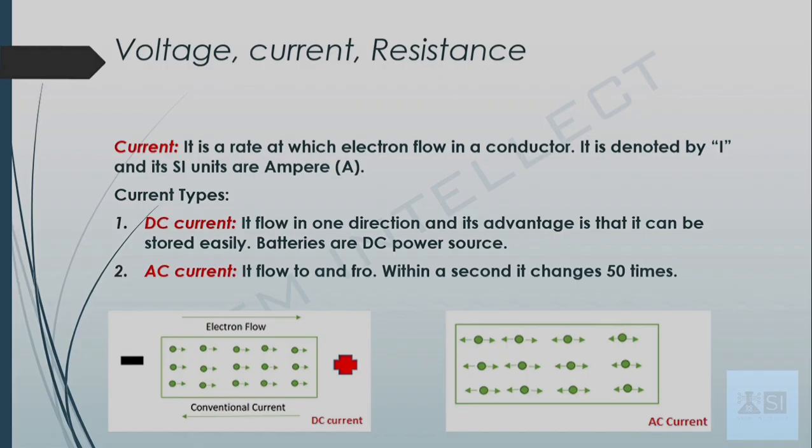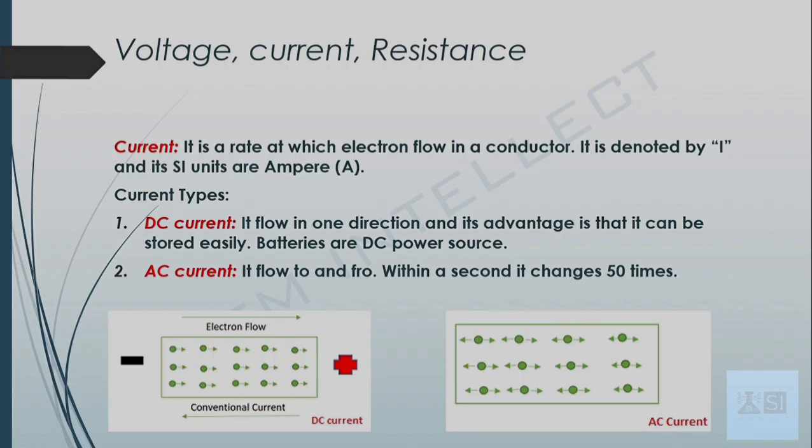The first is DC current and the second is AC current. DC is direct current and it flows only in one direction, and its advantage is that it can be stored easily. So batteries are DC power sources. You can see from the first picture that electrons are flowing from the negative side to the positive side in just one direction.